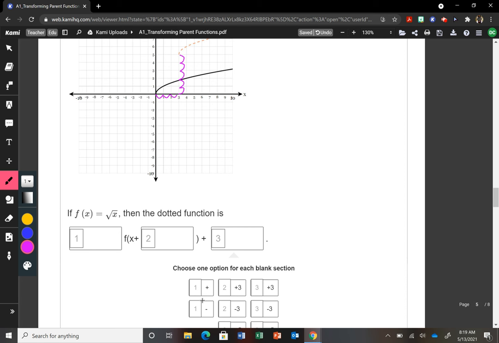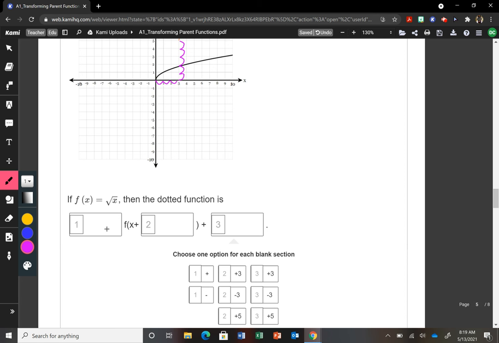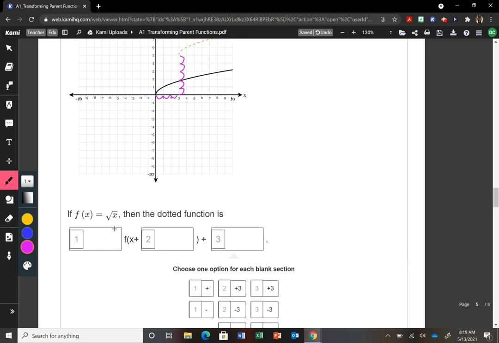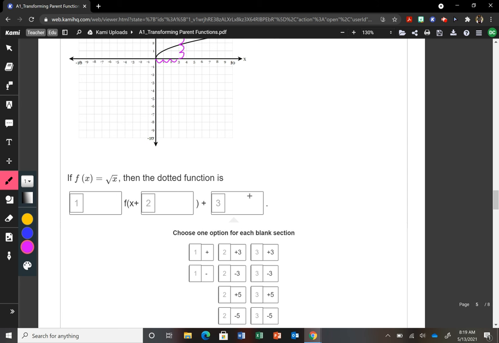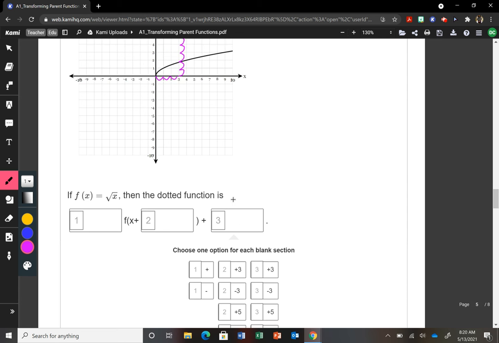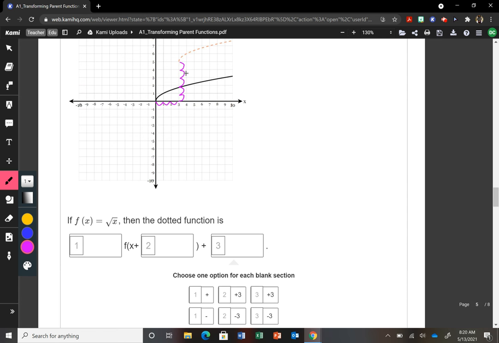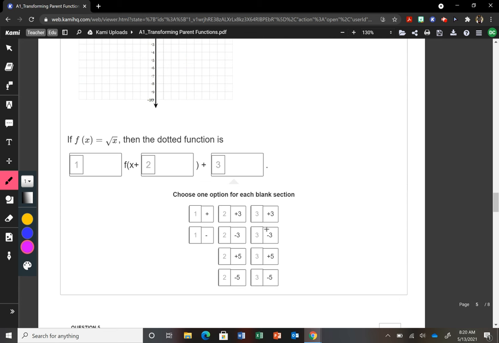So do we need a negative in the front? Okay, and also on the inside, which way did it move? 1, 2, 3 to the right. So would that be a positive 3 or negative 3 or positive 5 or negative 5? And then here I also need to see which way it moved, up or down. So it went up 5. So which one would that choice be if it went up 5? Okay.